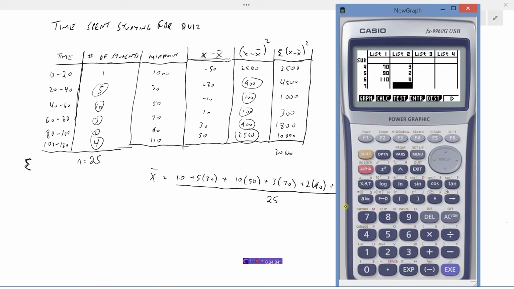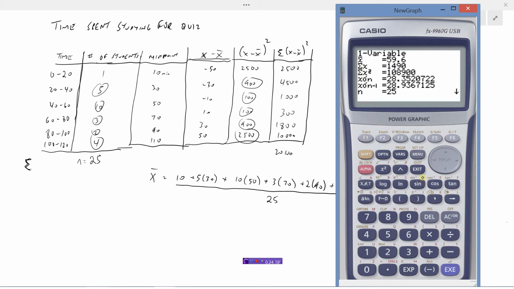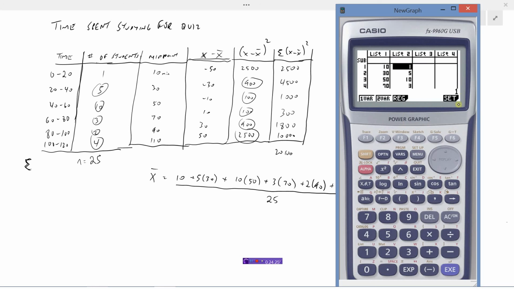So this information came from here, right? The number of students. I had 4 students at 110, 2 students at 90 minutes. Now, so we have all our data entered in here. Now we'll go calculate. It's always one variable that we're working with in this course. And it comes up from some data here, but we've got to be a bit careful. So let's back up. And there's this thing over here that says set. And this is really important.